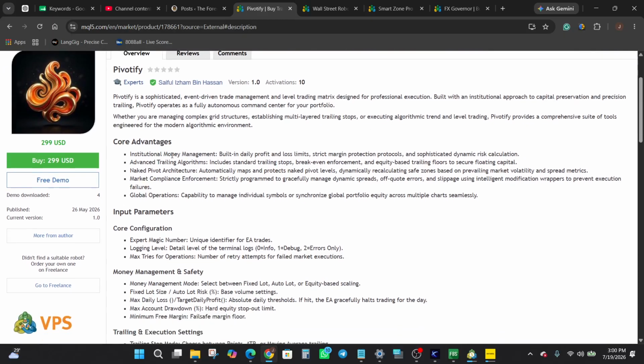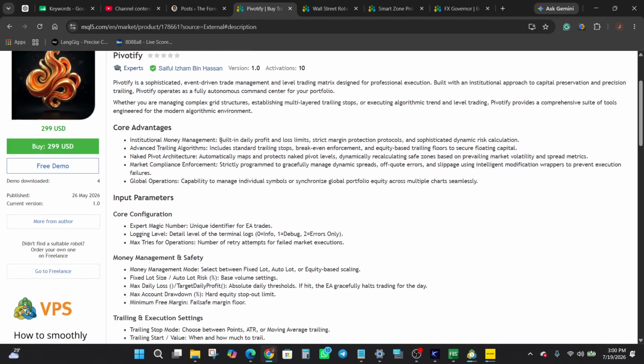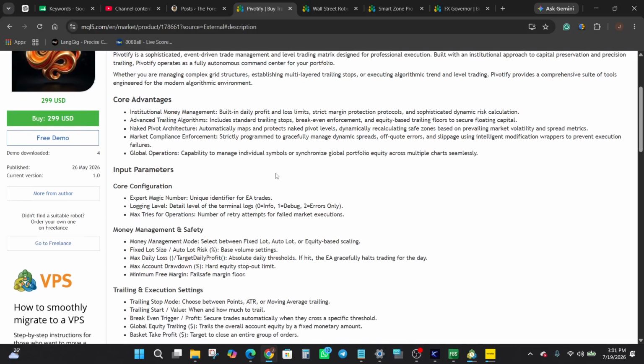Going through the core advantages, this includes daily profit and loss limits, margin protection, and dynamic risk calculation. There is an advanced trailing setup with standard trailing stops, break-even enforcement, and equity-based trailing floors. And there is also what the listing calls naked pivot architecture, which maps and protects pivot levels and recalculates safe zones based on volatility and spread, along with handling for dynamic spreads and off-quote errors to reduce execution failures.